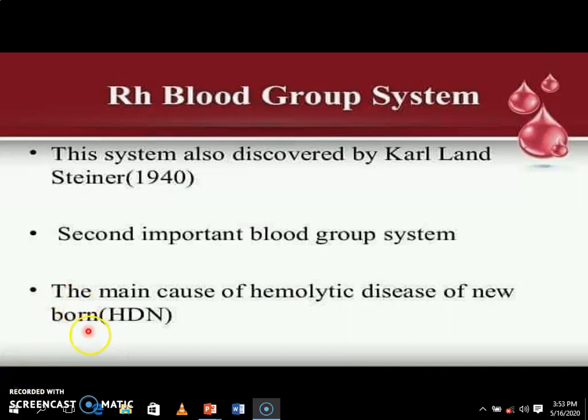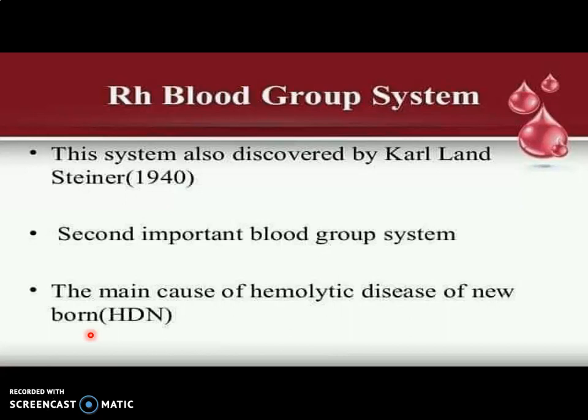This second video will be focusing on the Rhesus blood group system. This blood group system was first discovered by Karl Landsteiner in the year 1940. He first discovered this antigen on the surface of the red blood cell of a Rhesus monkey. There comes the name, the Rhesus blood group system.